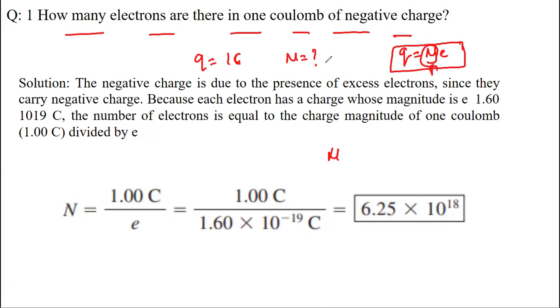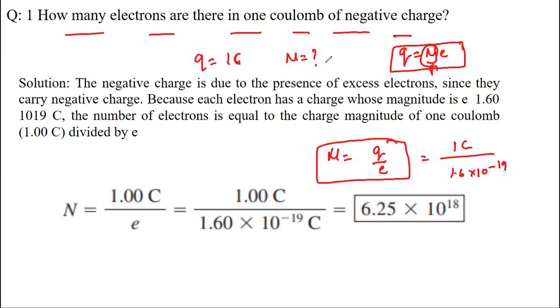So how do I isolate it? So n is equal to Q per e. Okay, so we can do this. Now, Q is 1 coulomb, right? And what is the charge on an electron? The charge on an electron, always remember, is 1.6 into 10 to the power minus 19 coulomb.